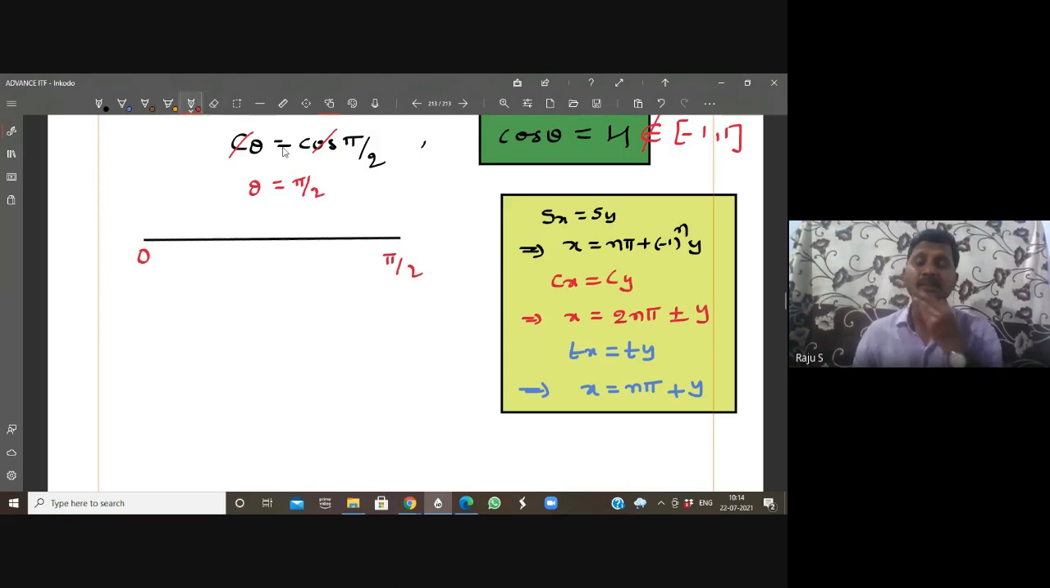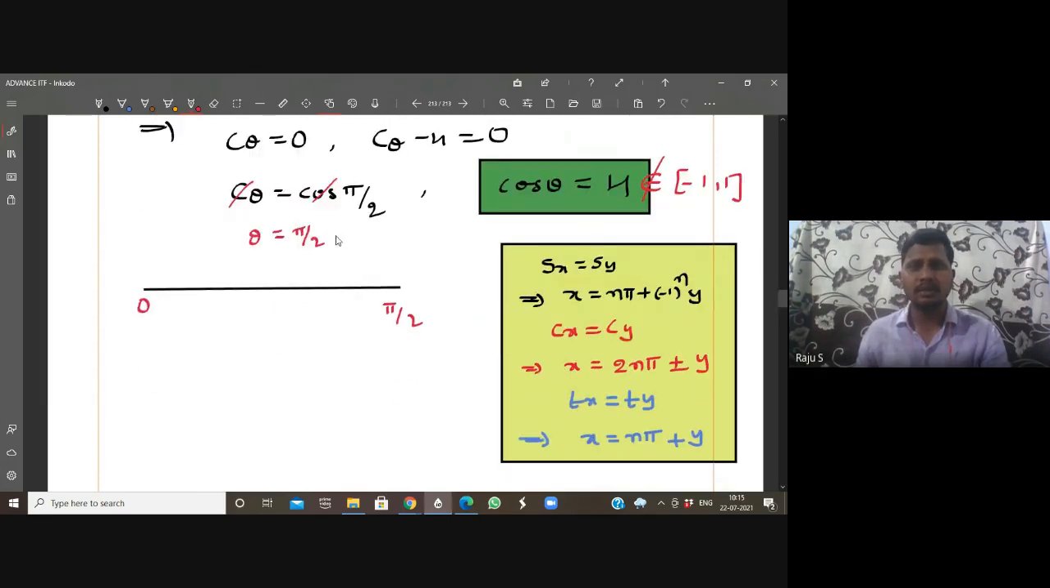So actually the general solution is 2n pi plus or minus pi by 2. But here the given interval is just 0 to pi by 2. In case they give 0 to 2 pi, 0 to 3 pi, or 0 to 4 pi as the interval, at that time you have to take the general solution. So here it is not necessary. Now, for f dash of x, we have to check whether it is positive.